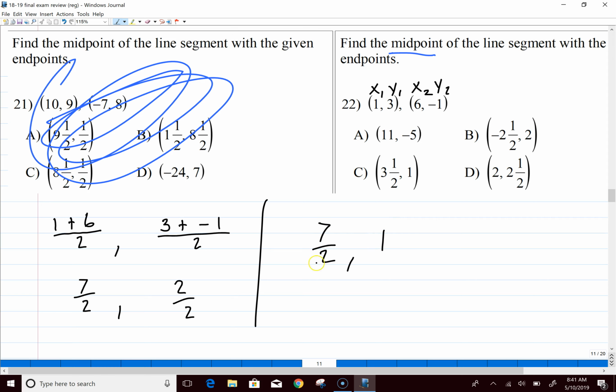Now, can I fix this? Of course I can. It's 3.5. Or I can just notice that my second number has to be 1. Second number here is negative 5. That's wrong. Second number is 1, so that's the answer. All right, whatever.